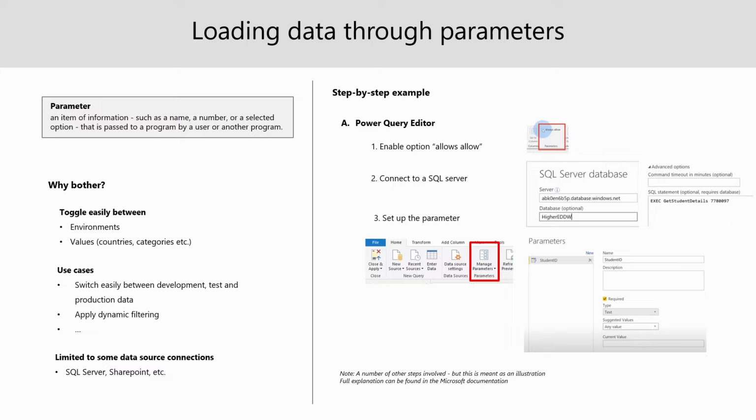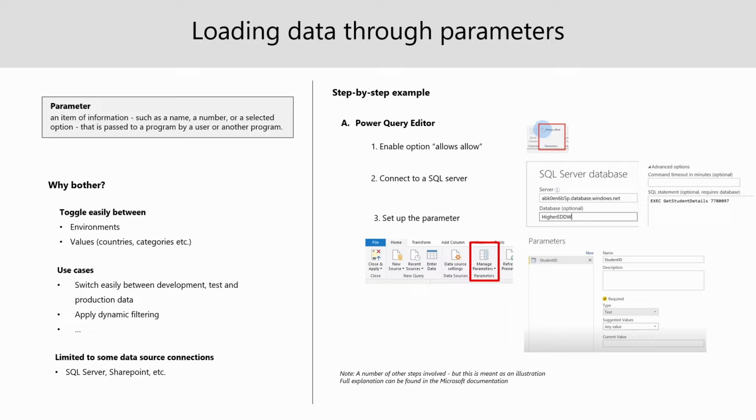Loading data through parameters. A parameter is an item of information, such as a name, a number, or a selected option, that is passed to a program by a user or another program. So it's kind of like a variable between different programs. Why bother about parameters? Well, it allows for easily changing environments, using and reusing values such as countries, categories, consumers, and the use cases are that you can switch between development, test, and production phase, and also apply dynamic filtering.